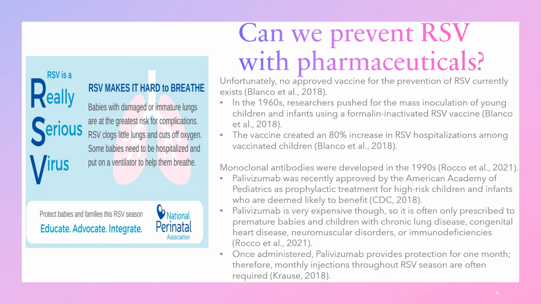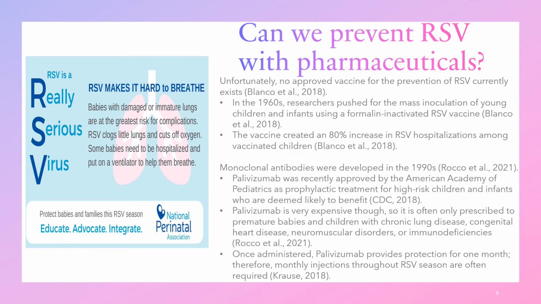Can we prevent RSV with pharmaceuticals? Unfortunately, no approved vaccine for the prevention of RSV currently exists. In the 1960s, researchers pushed for the mass inoculation of young children and infants using a formalin inactivated RSV vaccine. The vaccine created an 80% increase in RSV hospitalizations among vaccinated children. As a result, there is a lot of hesitancy about diseases caused by RSV vaccines.